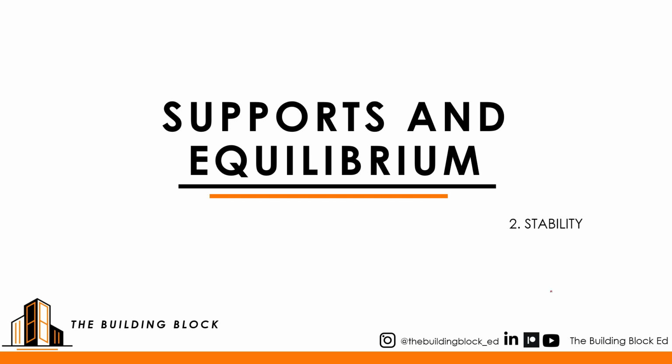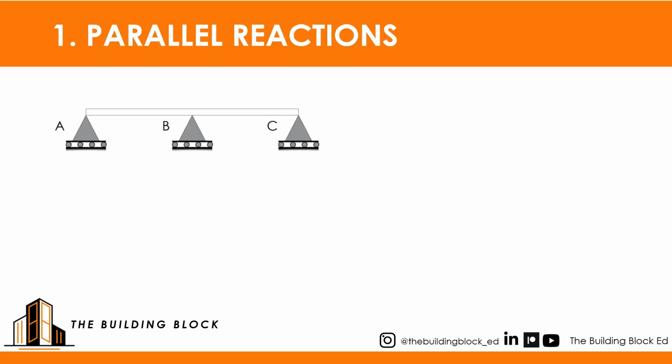In this video, we will be presenting the second video of the second module. Our topic this week is supports and equilibrium. Today, we will be discussing the most common conditions of instability in beams and frames. In the previous video, we learned that for a structure to be stable, it must have at least 3 reactions per member. Now, let's analyze this case.